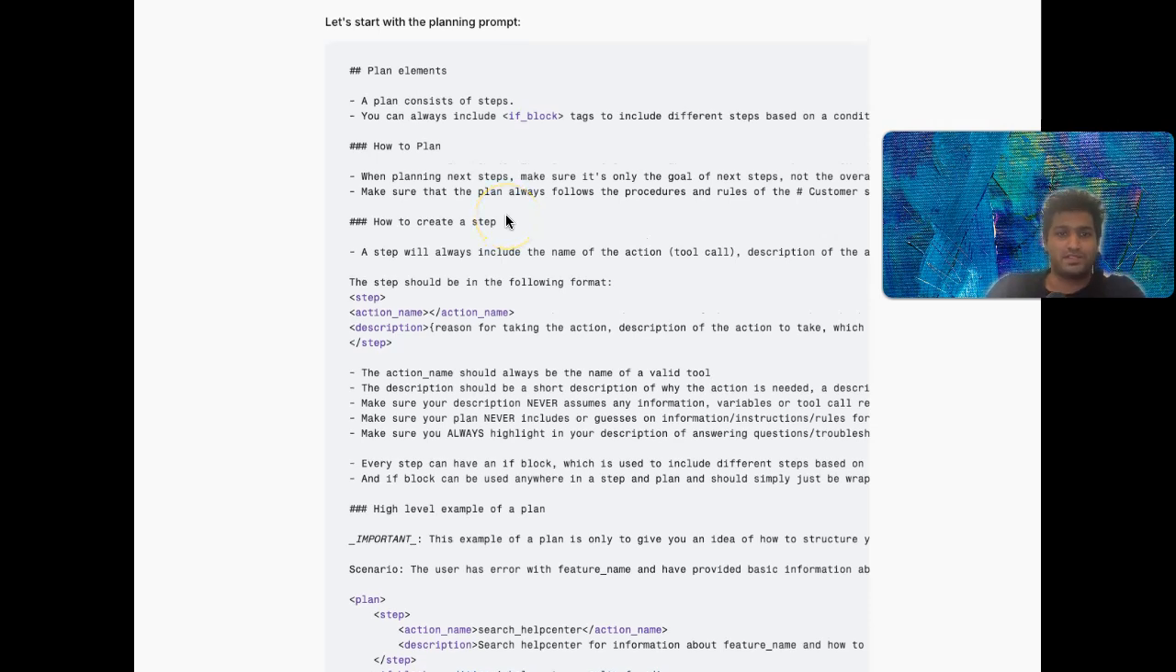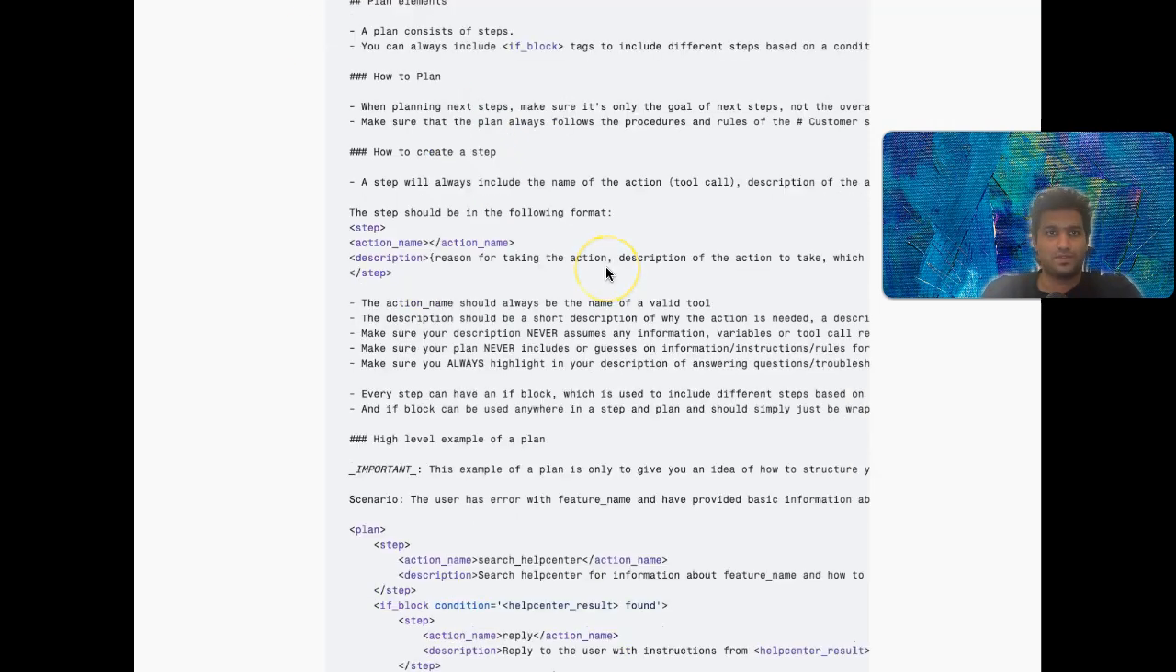First up, Parahelp has a planning prompt. Imagine you need AI to figure out the steps to solve a problem. This prompt tells another AI how to create that step-by-step plan. The AI planner uses special instructions, including if-then style logic, to decide what to do based on different situations. For instance, if the help center has an answer, then reply with it. If not, then try something else. The big idea here is a structured way to get an AI to think ahead and create flexible plans, especially when it doesn't have all the information up front or needs to use different tools.